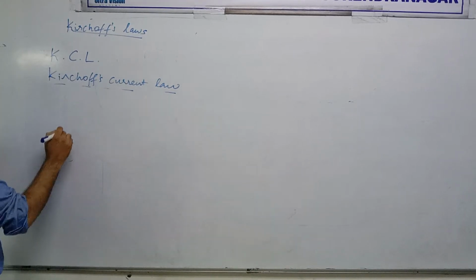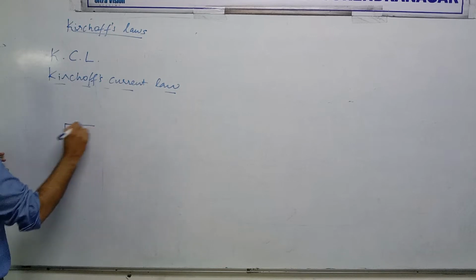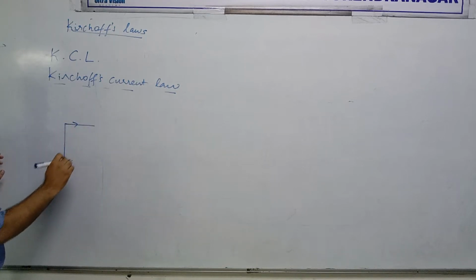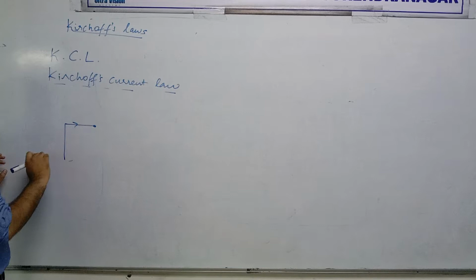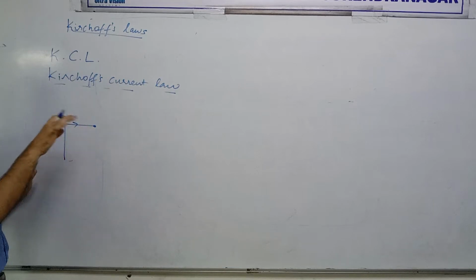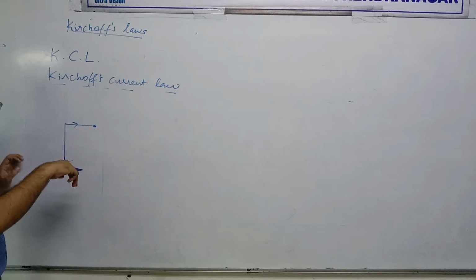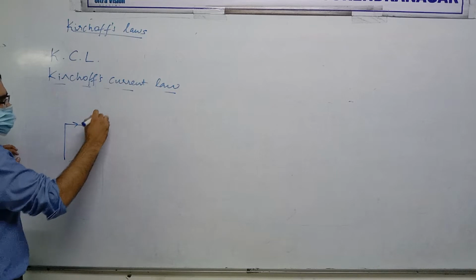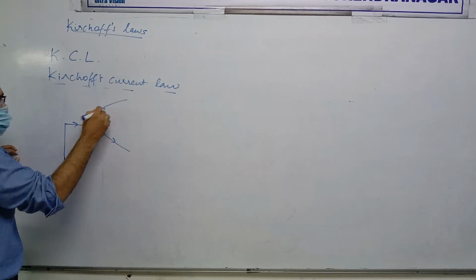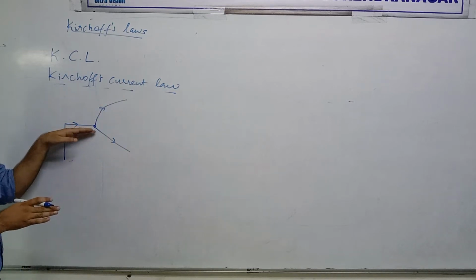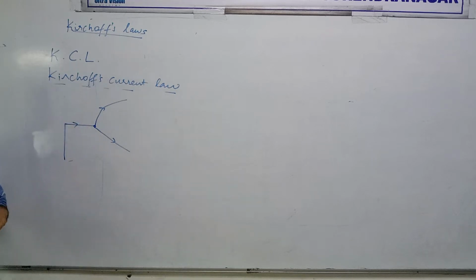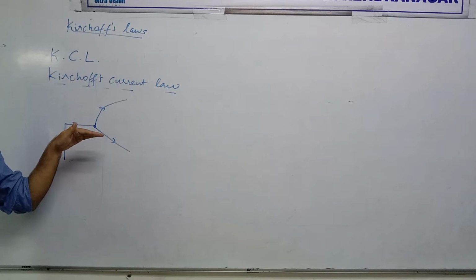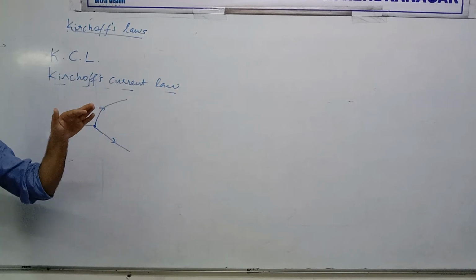So suppose there is some wire, and current is flowing. Some charge is flowing. Current means flow of charge. Yes or no? Suppose here there are two branches. Obviously when current comes here, it should split. Just like water in a pipe. If some water comes here, what will happen? Some will go here, some will go there.